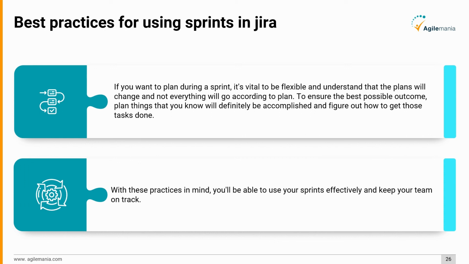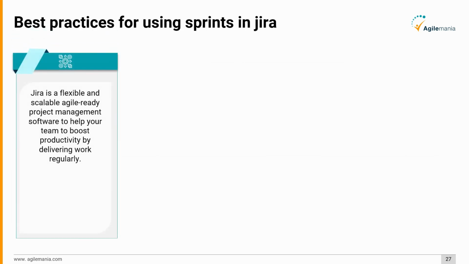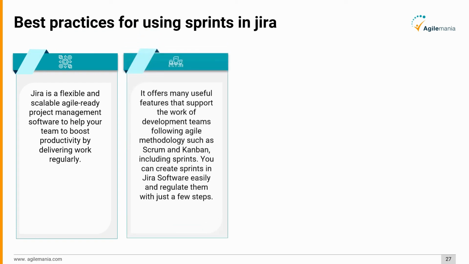team on track. The goal of this video is to help you know that Jira is a flexible and scalable Agile-ready project management software to help your team to boost productivity by delivering work regularly. It offers many useful features that support the work of development teams following Agile methodology such as Scrum and Kanban, including sprints. You can create sprints in Jira software easily and regulate them with just a few steps.